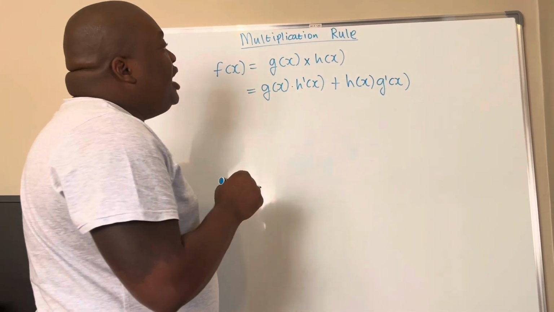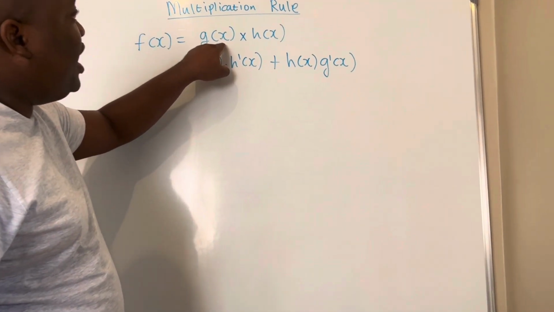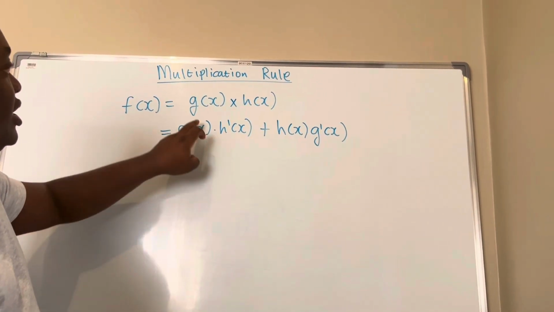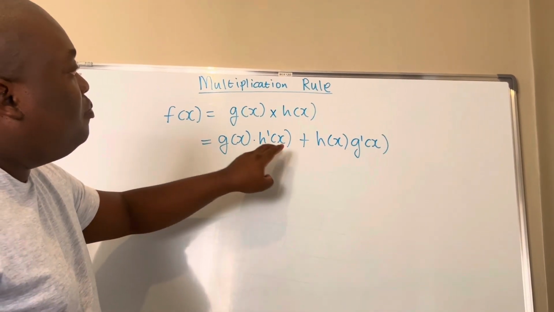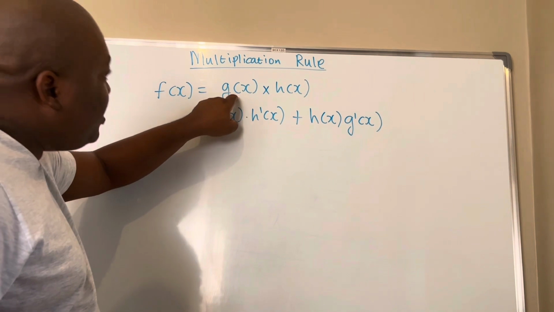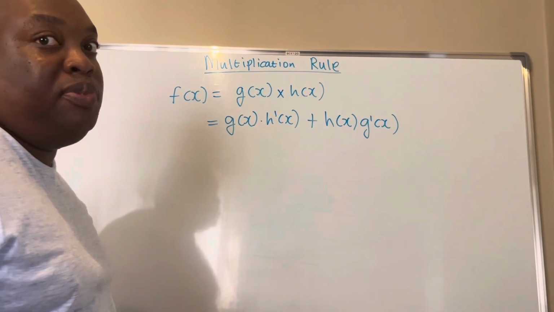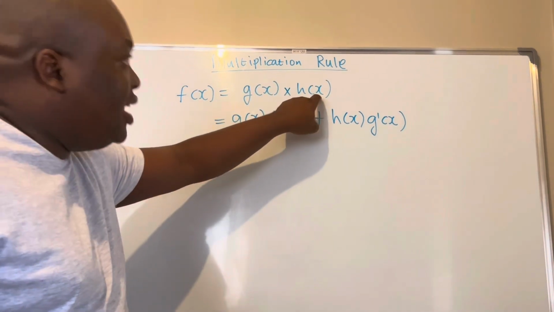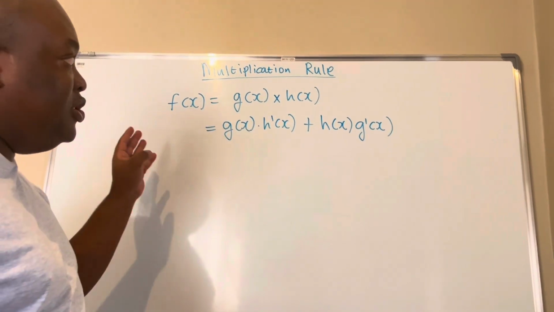So the application of the multiplication rule is you take the first function, g of x, and multiply by the derivative of h of x. So that's what we did here. g of x multiplied by the derivative of h of x. Plus, because we're differentiating this one, now we must differentiate the other one, multiplied by that term. So that's what we did here. That's how the multiplication rule works. You take the first function multiplied by the derivative, plus this function multiplied by that derivative. And then you simplify further.